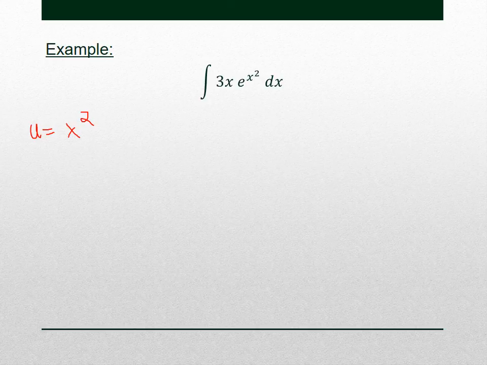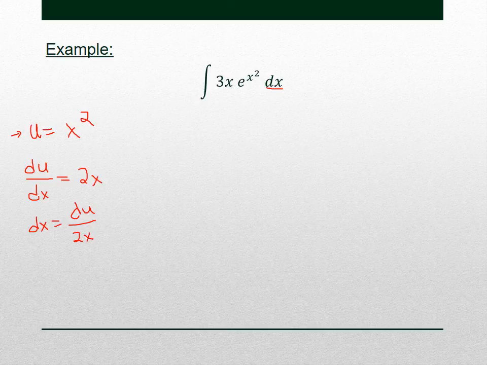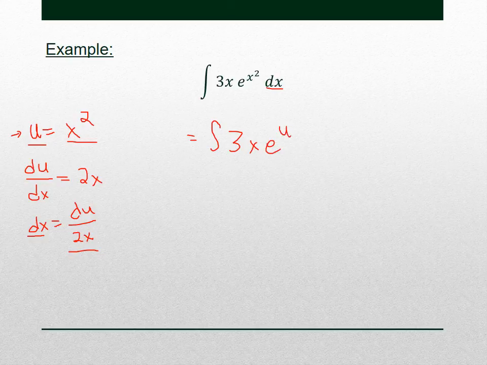In order to get rid of this dx, we're going to take the derivative of this thing with respect to x. On the left, you get the derivative of u with respect to x, which is du dx. And on the right, you get 2x. So now let's solve for dx, and you get du over 2x. And so we're going to plug in, instead of an x squared, a u, and instead of a dx, a du over 2x. So when we do that, what do we get? We get the integral of 3x e to the u, and then du times du over 2x.